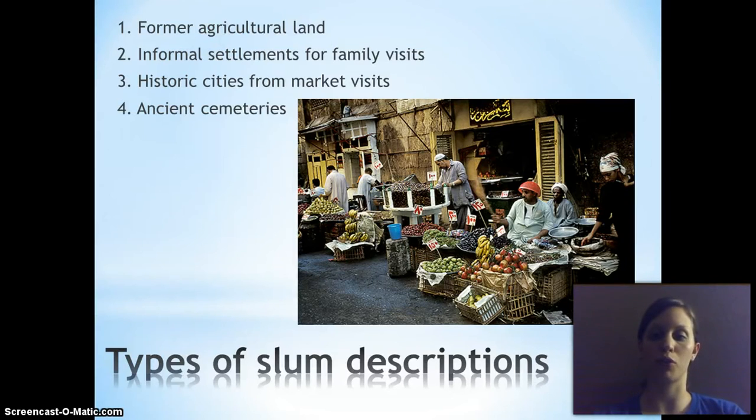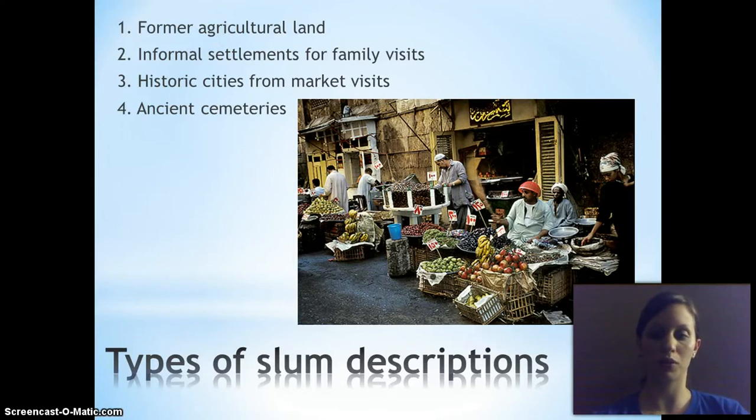Type 2 involves informal settlements on state-owned land, which produces capital from urban family visits. Type 3 involves the historic cities with old, crowded, deteriorating buildings, which can produce capital from traditional market visits. The picture you see here is a traditional market. Type 4 is ancient cemeteries in which capital is produced by volunteer tours.